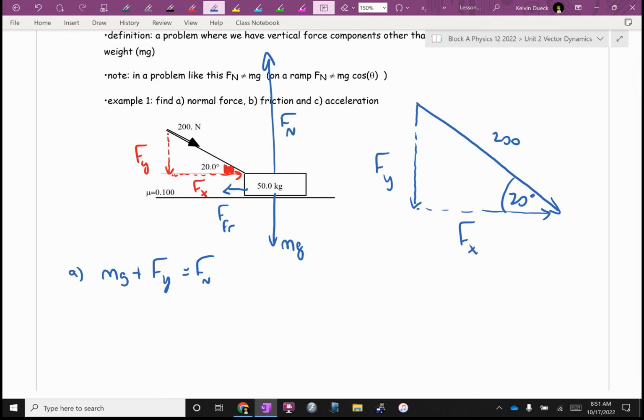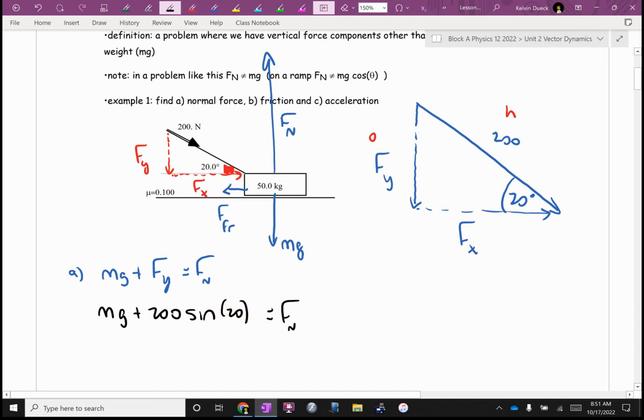So what's the 200? Opposite of J? Yeah. And what about Fy? Which trig function? Are you saying Fy is sine again? I think as long as we draw our triangle like this, we should be okay with that. Okay. So you're telling me this is mg plus 200 sine theta. Well, let's put it in an angle. Sine 20. That equals the normal force.